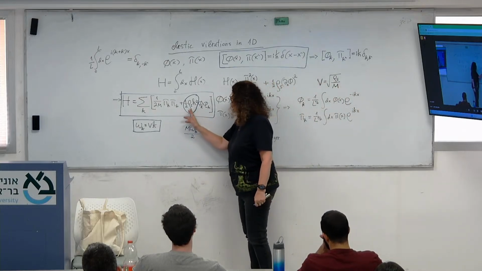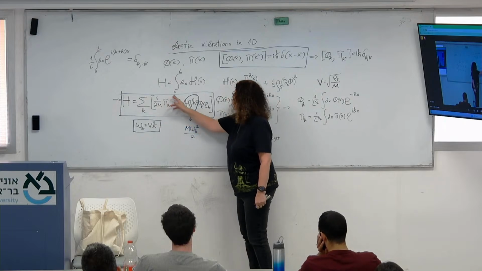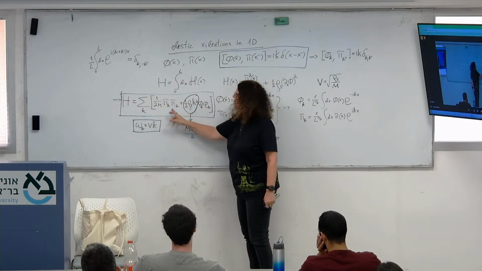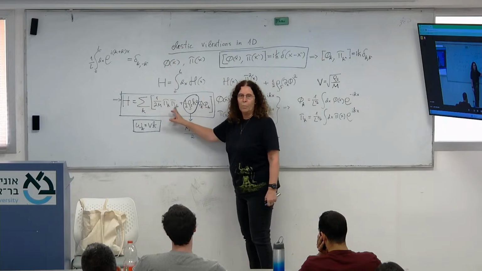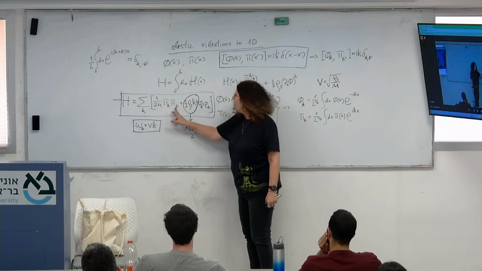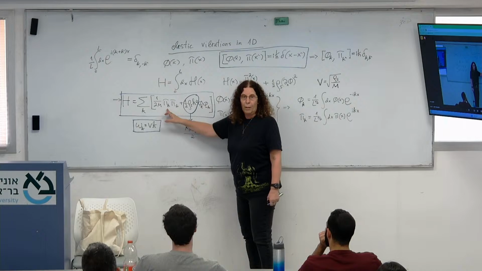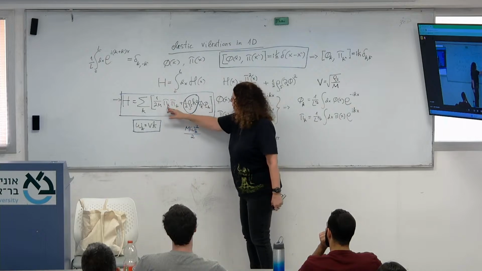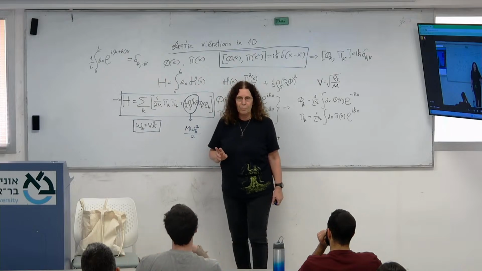But notice that here, it's not just some pi squared and phi squared, but there are two distinct fields, pi k and pi minus k. Okay, and the same for here. So these terms are quadratic, but they are mixing the k and minus k components of each field. Okay?